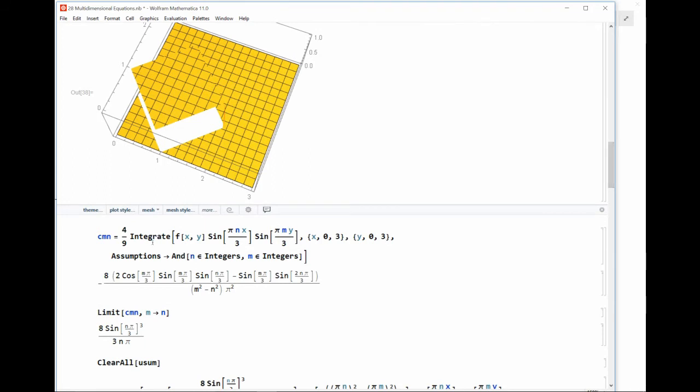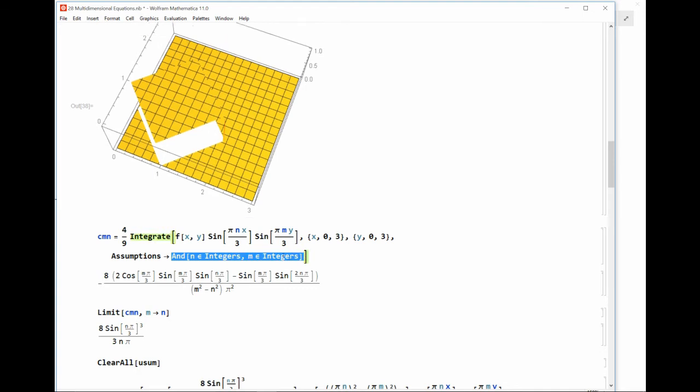So Cmn is going to be 2 over 3 times 2 over 3, integrate f of x y times sine of pi n x over 3 and sine of pi m y over 3, integrate in terms of x, in terms of y. And just so that the integration doesn't get too confused, I'm telling my integration that both m and n are integers.